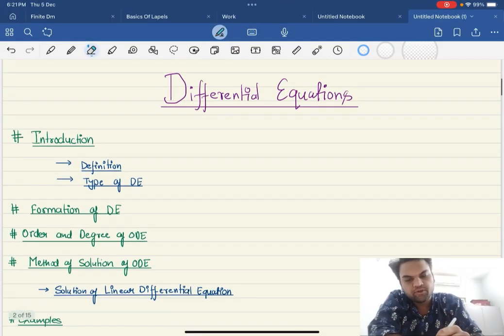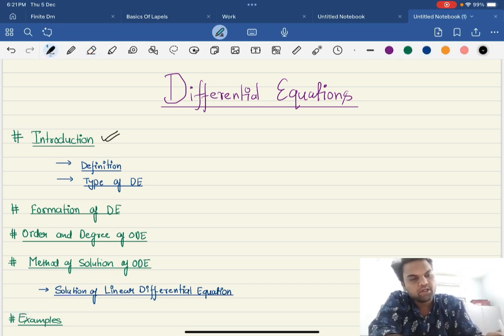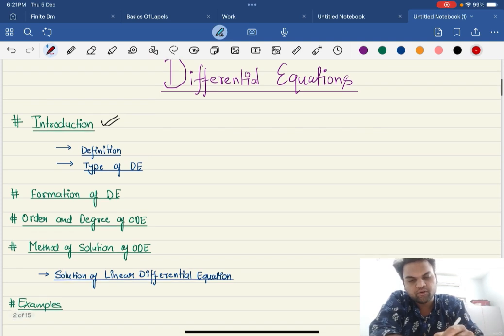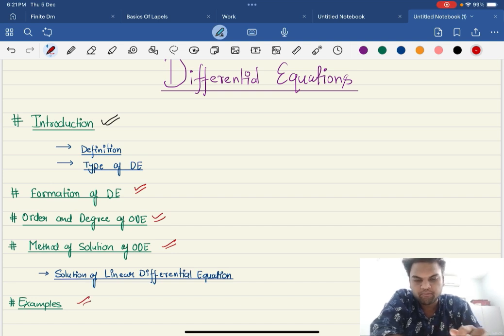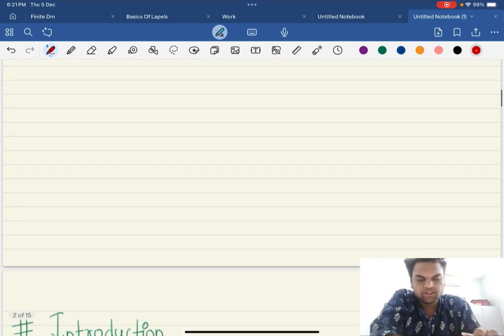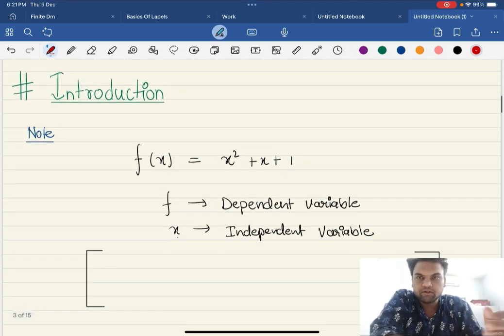In this topic, we will introduce differential equations, and then we are going to form a differential equation, look at order and degree, and methods of solution, and look into some problems in the end. So what are differential equations?